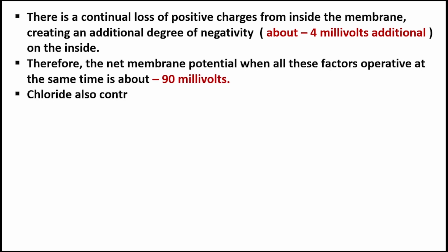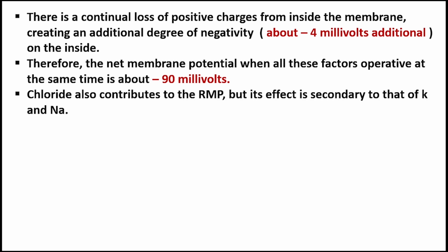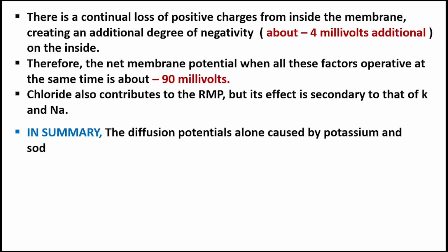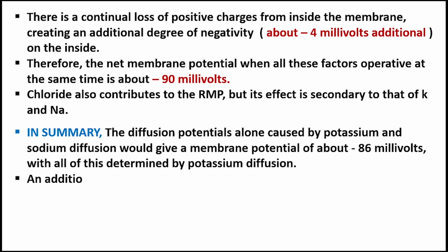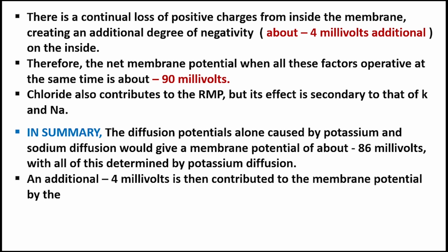Chloride also contributes to the RMP, but its effect is secondary to that of potassium and sodium. In summary, the diffusion potentials alone caused by potassium and sodium diffusion would give a membrane potential of about minus 86 millivolts, with all of this determined by potassium diffusion. An additional minus 4 millivolts is then contributed to the membrane potential by the continuously acting electrogenic sodium-potassium pump.